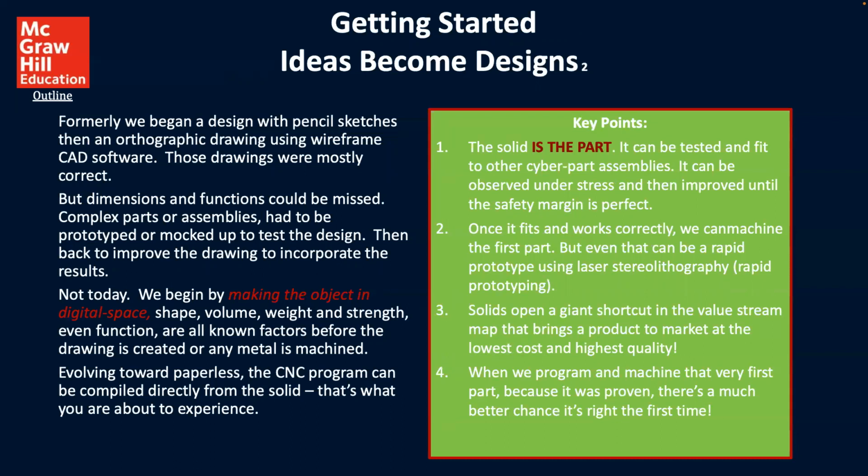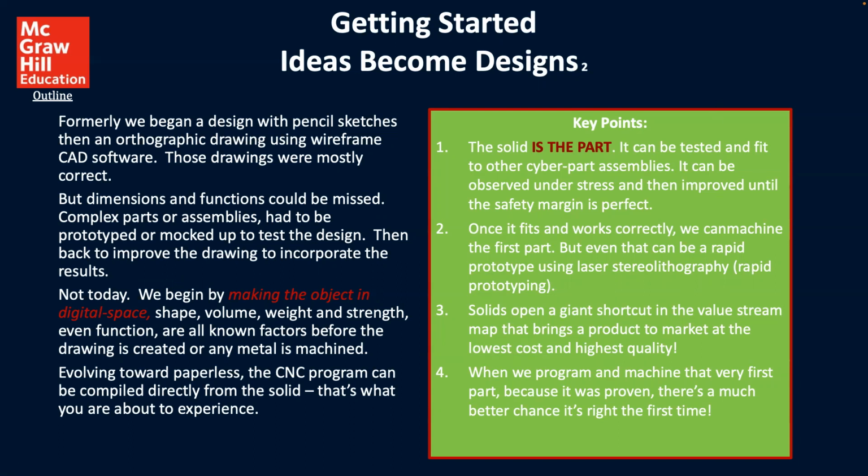Not today. We begin by making the object in digital space. Shape, volume, weight, and strength, and even functions are all known factors before the drawing is created or any metal is machined. Evolving towards paperless, the CNC program can be compiled directly from the solid. That's what you are about to experience. And so that's what you can be doing with some of these more elaborate types of programs.